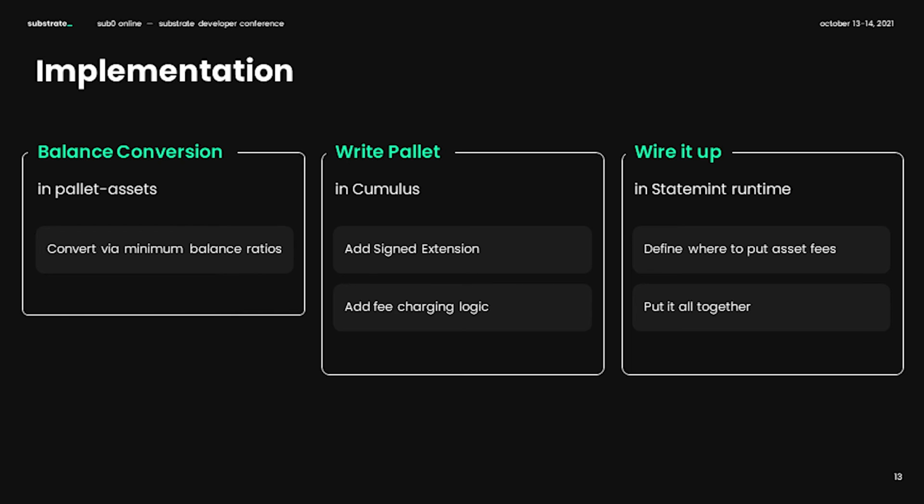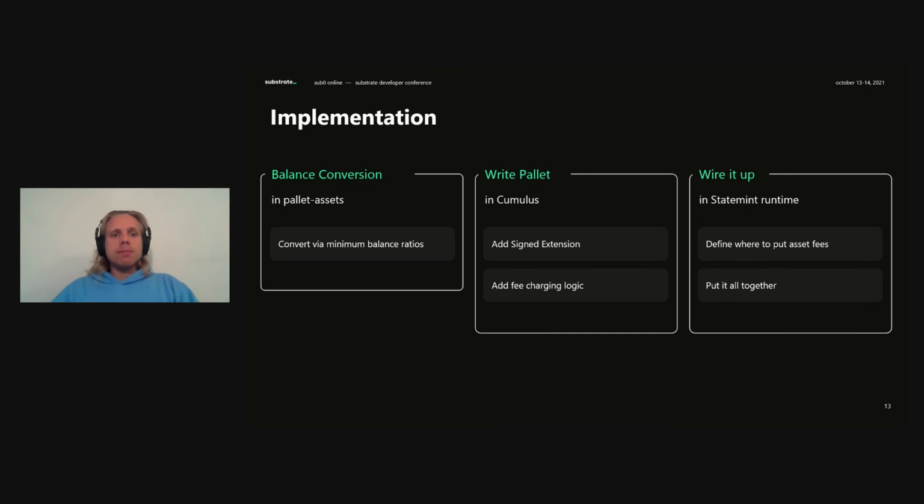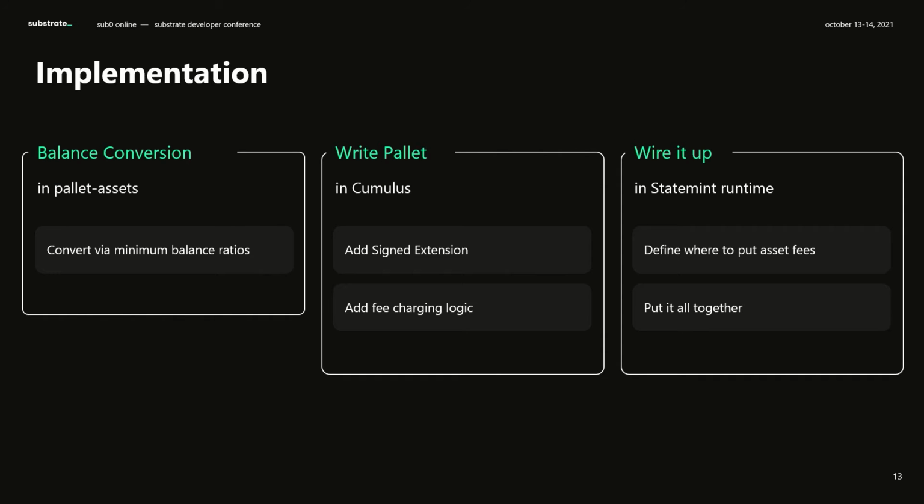So next, to illustrate, I want to divide the implementation into 3 parts. The first one being balance conversion in the assets pallet, which is within Substrate. So in order to do the conversion between the native currency and the asset via the minimum balance, we needed to extend Substrate to allow for this because it depends on data that is only available within the assets pallet.